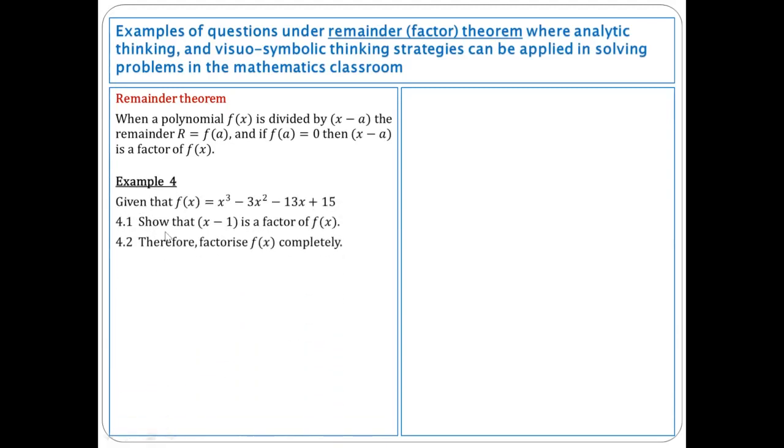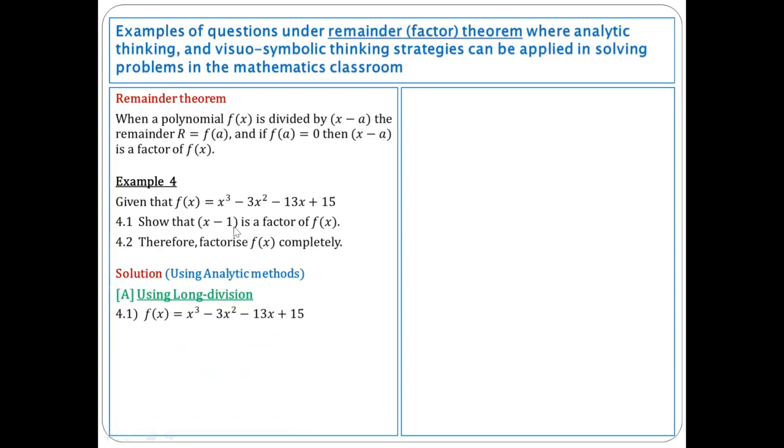During the previous workshop, we ended at example 3. So we call this example 4, which reads, given that f of x is equal to x cubed minus 3x squared minus 13x plus 15, show that x minus 1 is a factor of f of x. Therefore, factorize f of x completely. We are going to look at the solution to that using the analytic method. The first method is long division.